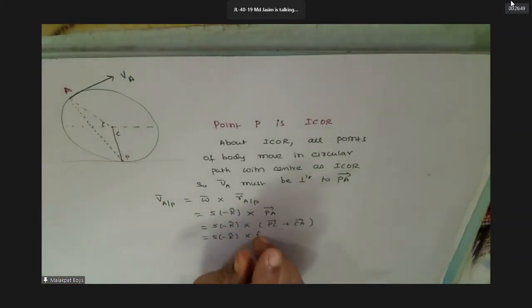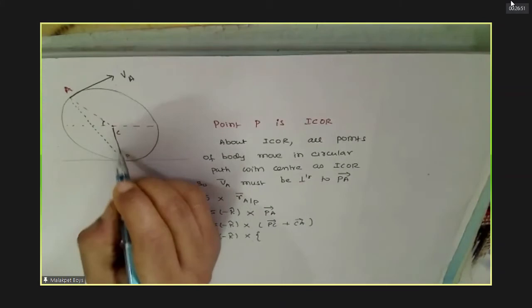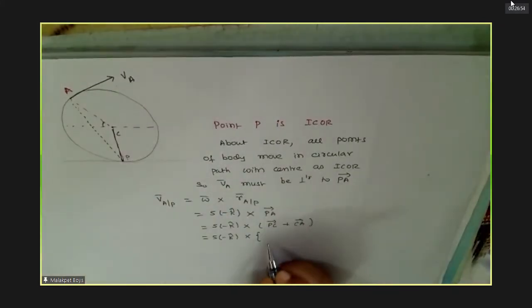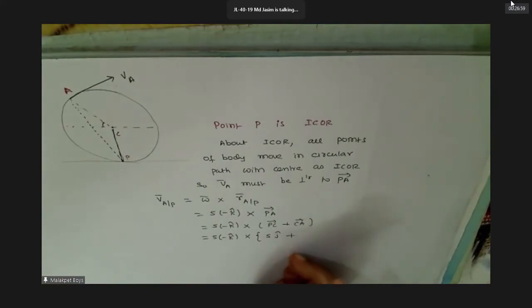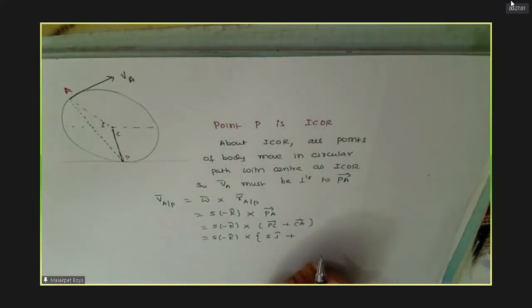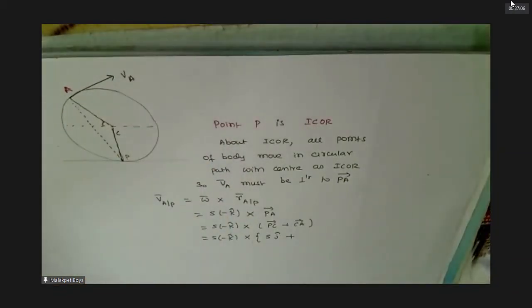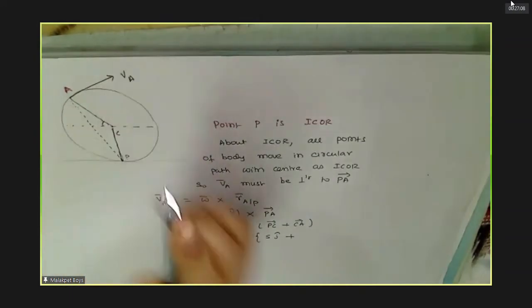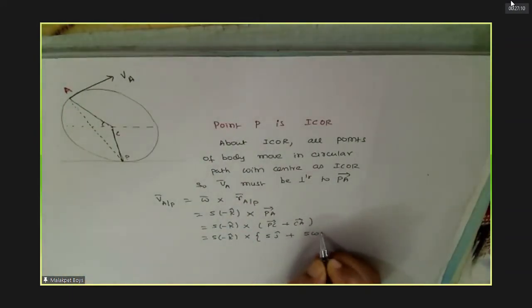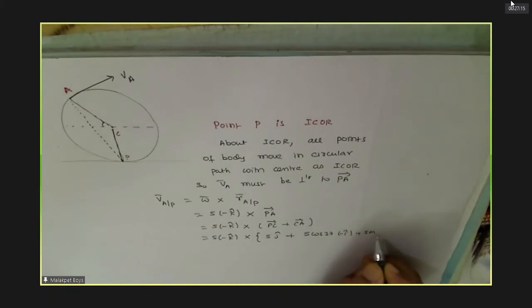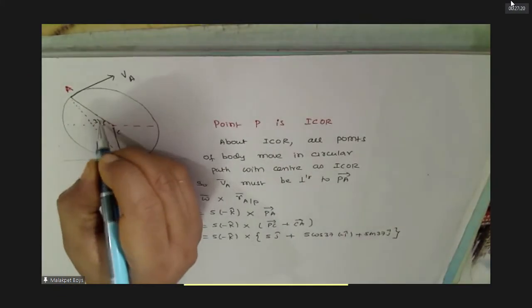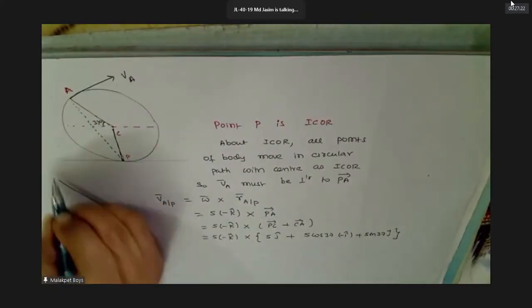What is PA? PC is 5 minus J. No, this is perpendicular. What is that? That is 5J. Plus what is CA? This one is 5 cos 37 minus I cap plus 5 sin 37 J cap. Do you agree with this? This is 37, yes, sir.